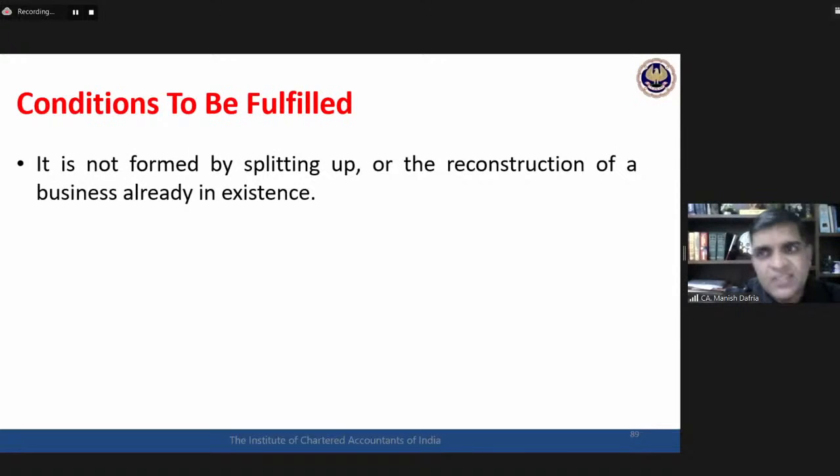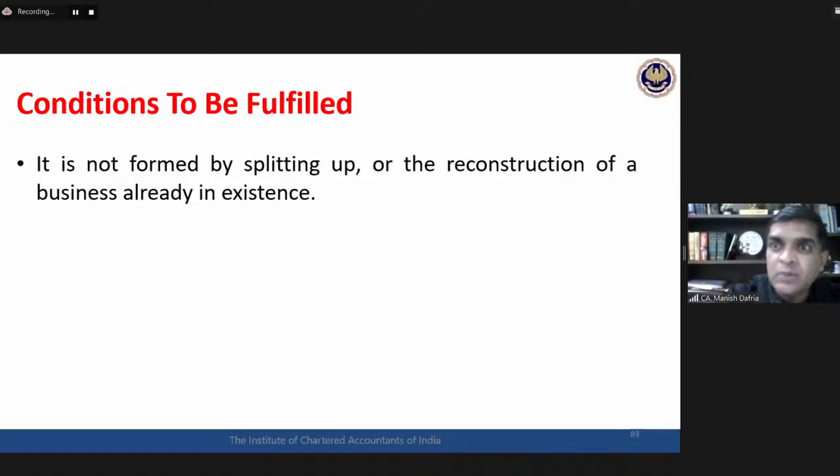The first condition is this. Whatever is written in the law, let's go to the actual meaning of it. The first condition is that this should be a new business. It should not have been formed by splitting up, revival, or reconstruction of a business already in existence. Government wants to encourage startups in the country. They want more and more persons to come to this particular area. More and more startups should start functioning.